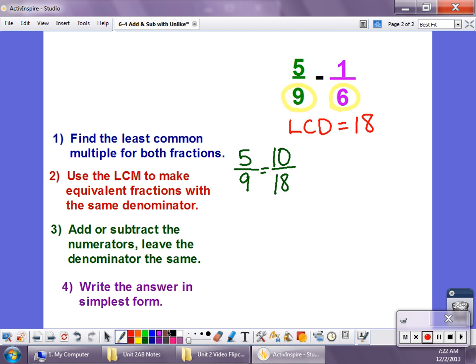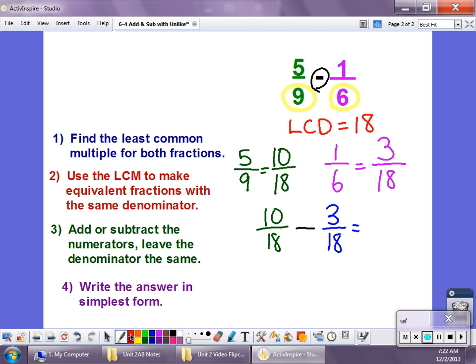And then I'm going to change 1/6 to a fraction with a denominator of 18. Again, 6 times 3, so 1 times 3. So what I have is 10/18. But look carefully, this one is a subtraction problem here. So it's 10/18 minus 3/18.